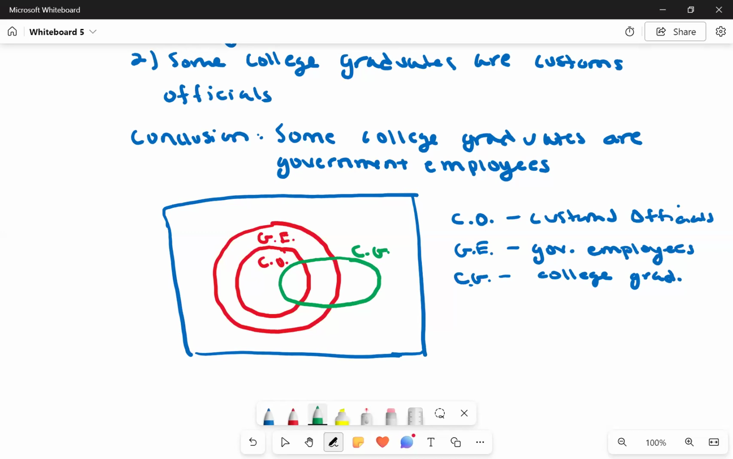And the information we're told is that some of them are college grads and customs officials. So the conclusion to me seems valid because it sounds like you're saying there are some college graduates that are customs or government employees. And to me, that seems true because they indicated that there's this little group right here in the middle that are college grads and therefore they're within the government employee category.